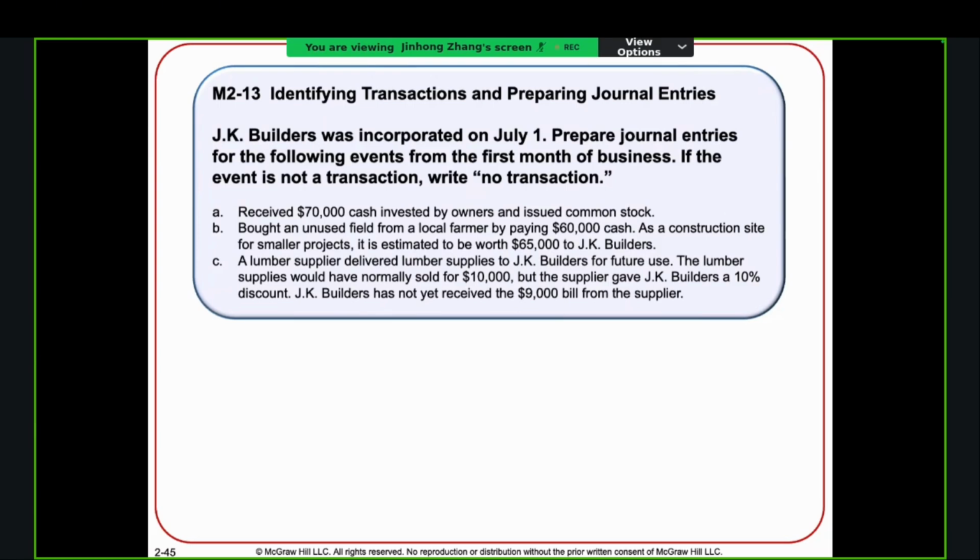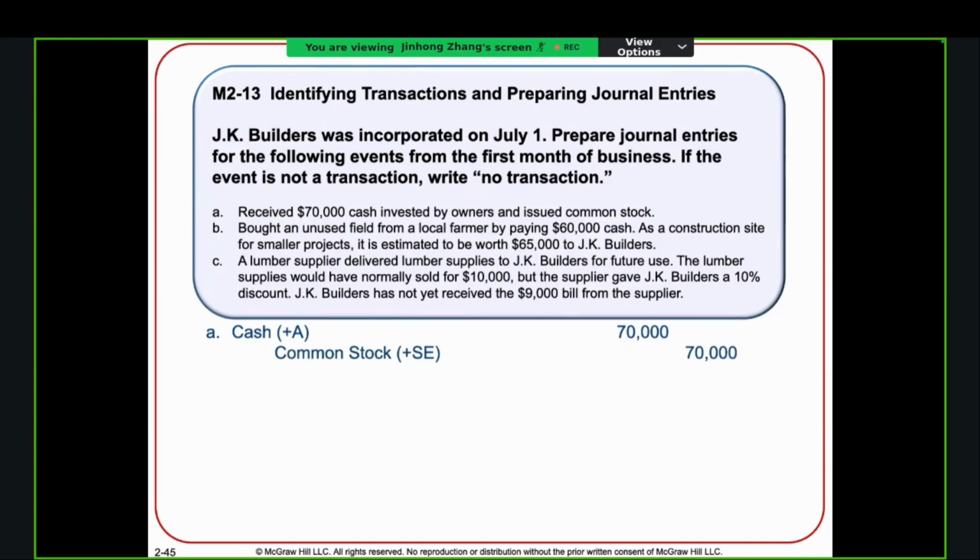Okay, raise your hand, somebody. Okay, you want me to call on you? Okay, somebody raise your hand, please. Okay, good. Yeah. Cash increases, then the common stock, capital increases too. Yeah, equity increases $70,000, right? So that's how you do it.